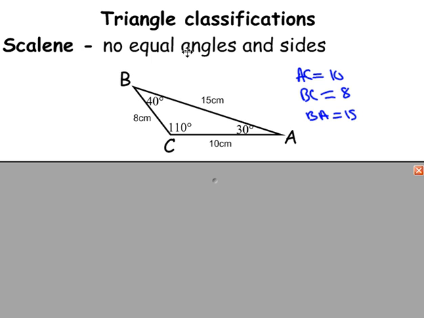So in a scalene triangle, you have no equal angles and sides. None of the sides are equal and none of the angles are equal.